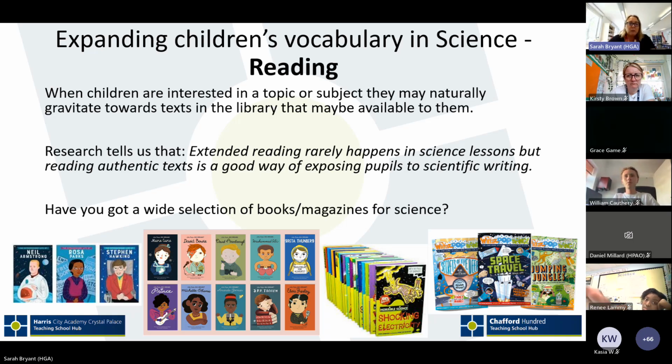Now, with this, some of the books that we've got here are the Extraordinary Life of series, the Little People, Big Dreams series, The Horrible Sciences, and on the right there's Whiz Pop Bang magazine, which I've tested out with children. They find it really interesting. It's really quite fun, and maybe a good alternative text type to get children into reading about science.